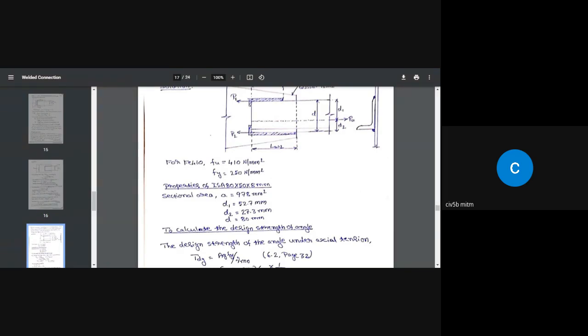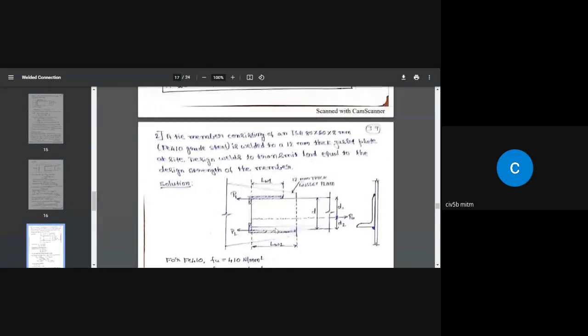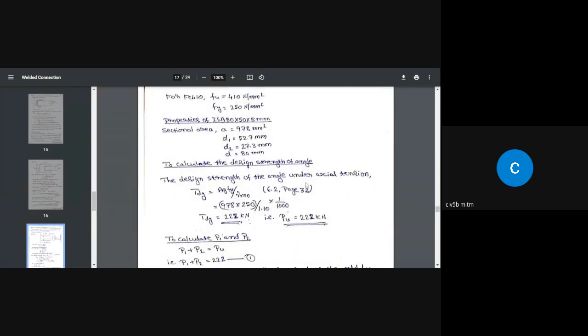Going further, the problem says design welds to transmit load equal to the design strength of the member. So what is the design strength of the member? It is the strength at which the angle starts yielding. What is the formula to get the design strength? For that, go to page number 32 of the code book, clause 6.2. Please go there.